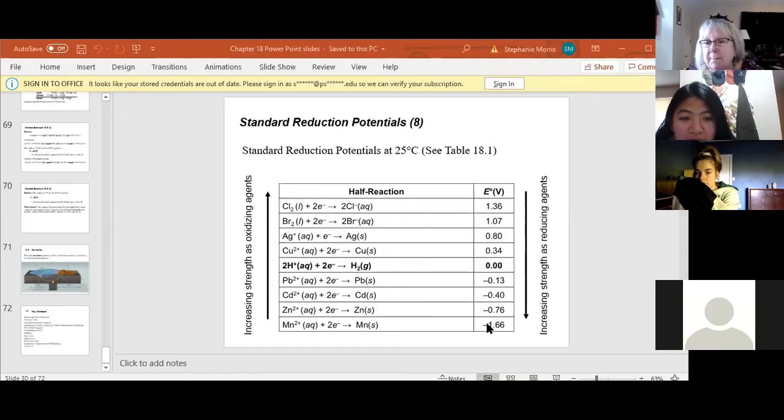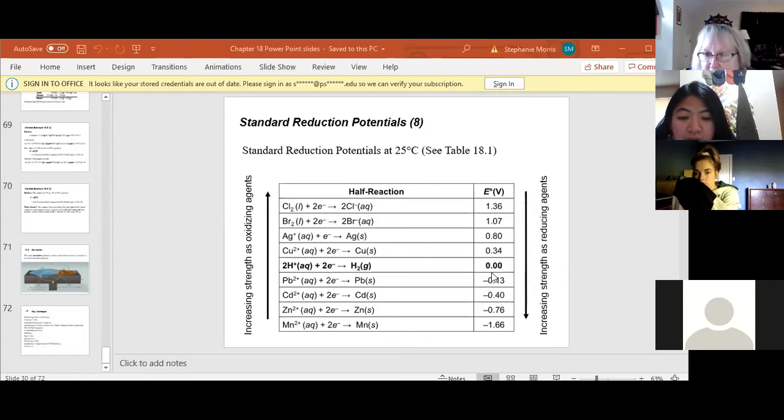If you flipped this bottom one to make it oxidation, this is going to be the best reductant, and this is going to be the best out of these 4 oxidant. Are y'all following the concept that I'm saying? Oxidant means the thing that wants to be reduced. Reductant means the thing that wants to be oxidized.